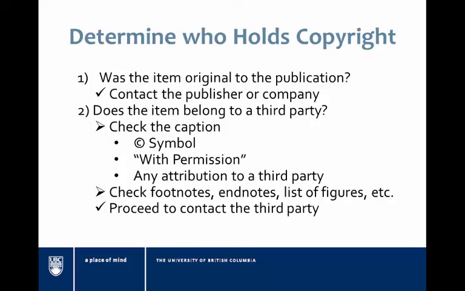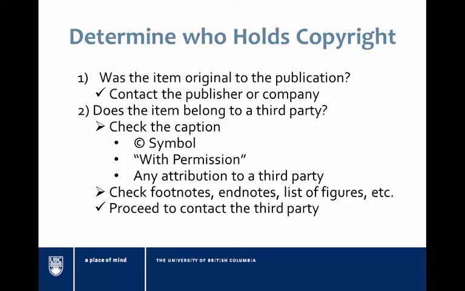When trying to determine copyright, you should consider the following. Firstly, you should ask yourself if what you want to borrow is original to the publication or place you found the item. For example, UBC may have permission to reproduce a news article on their website, but if you want to include this news article in your repository, you would need to contact the publisher of the original article and not UBC, which merely has permission to display that article.